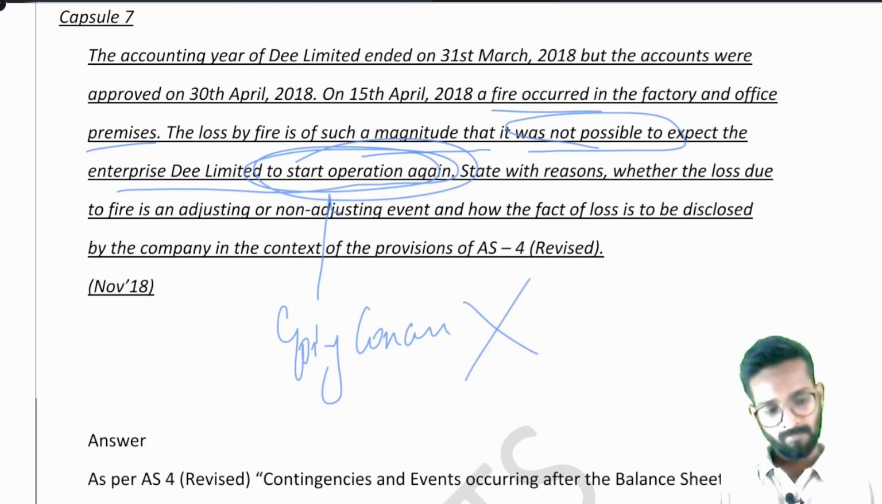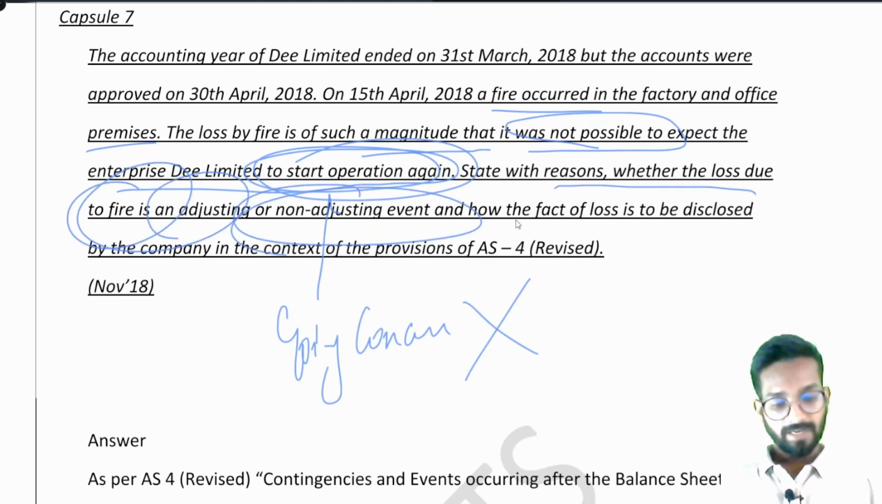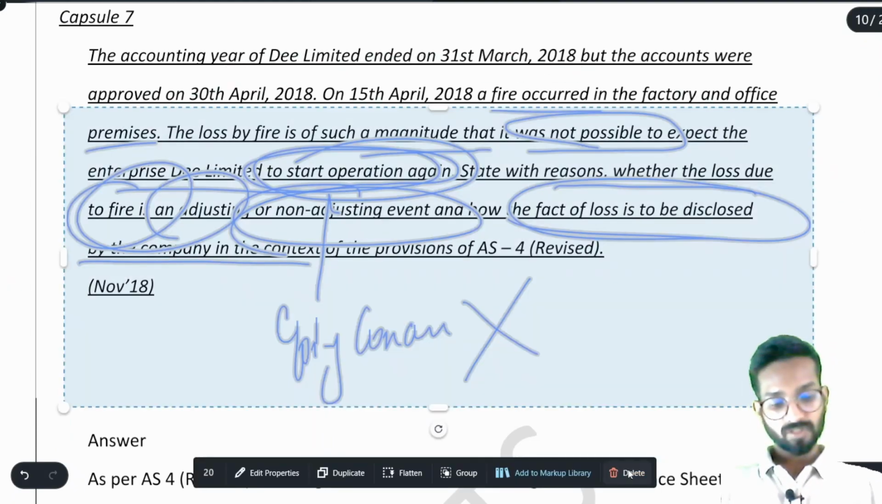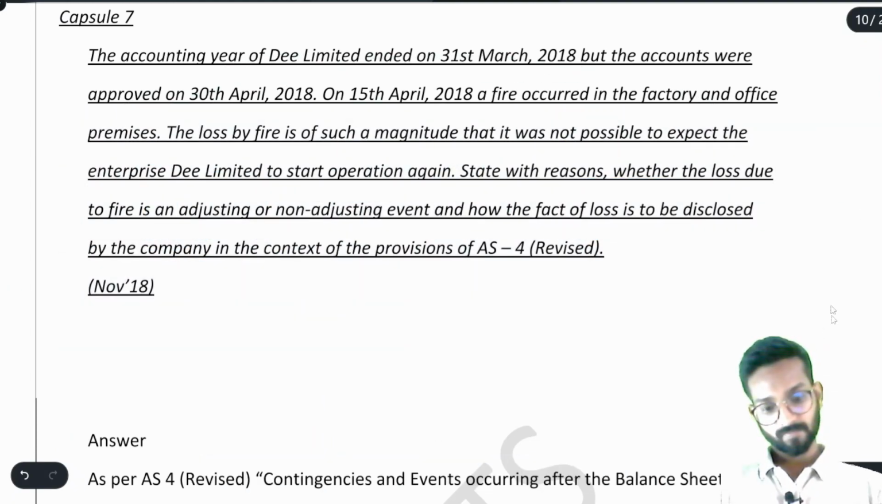Now, they are saying, state with reason whether the loss due to fire is an adjusting event or non-adjusting event and how the fact of loss is to be disclosed by the company. We have to tell 2 things: it is adjusting or non-adjusting. Second is how we have to disclose this information.